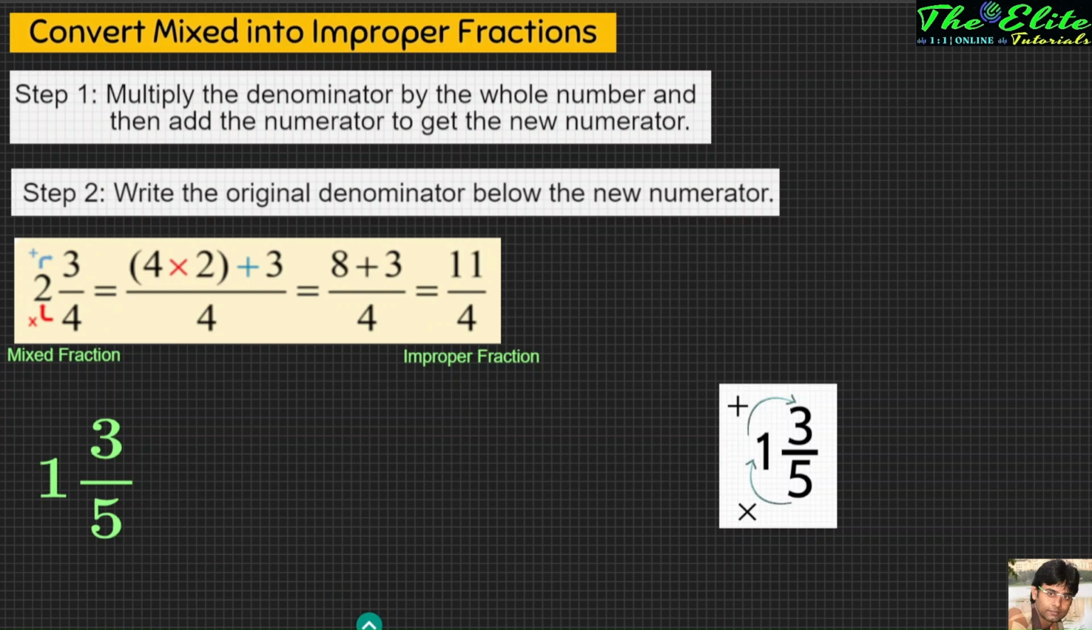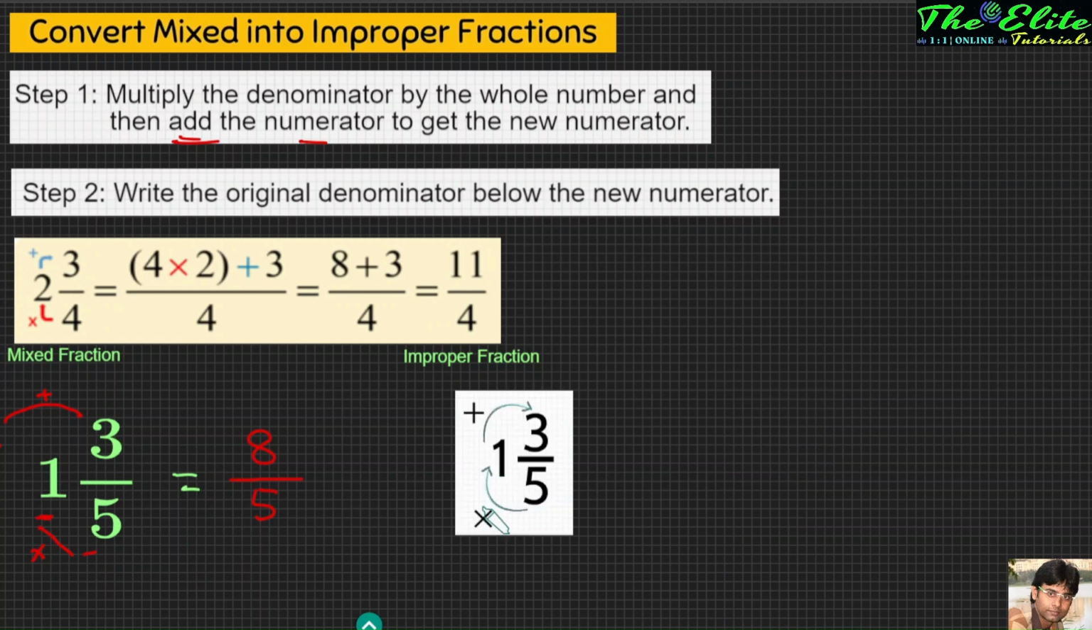1 whole 3 by 5. They say multiply the denominator by the whole number. We know this is our whole number and this is our denominator, so we multiply these. When we multiply we get 5, and then we add this to the numerator. So 5 plus 3 gives us 8. We write 8 in the numerator and the denominator will be here.